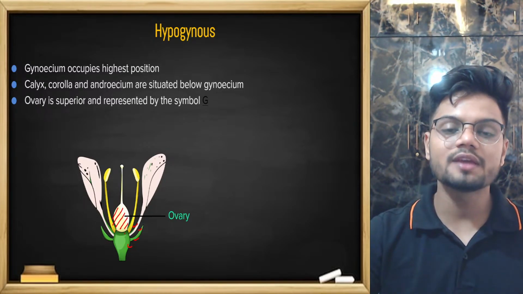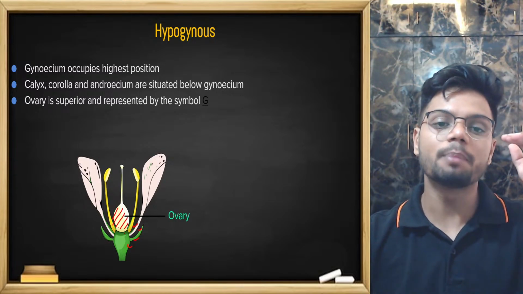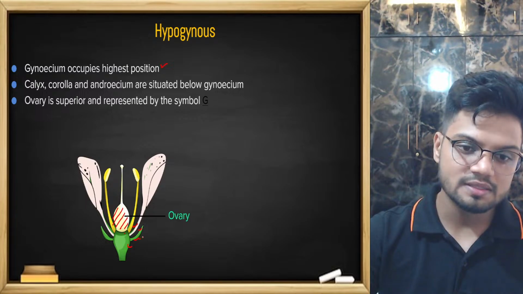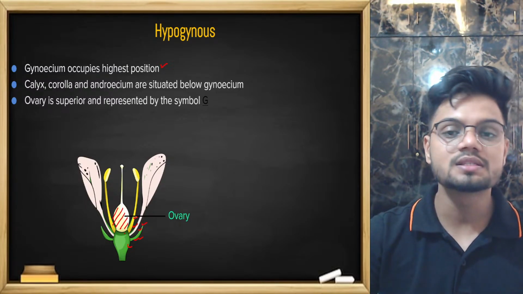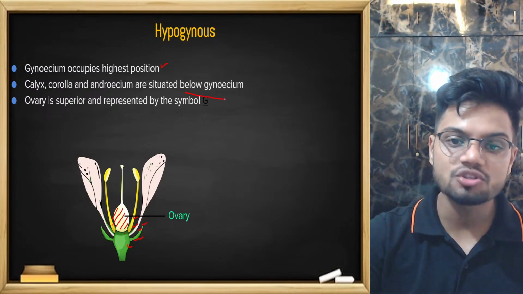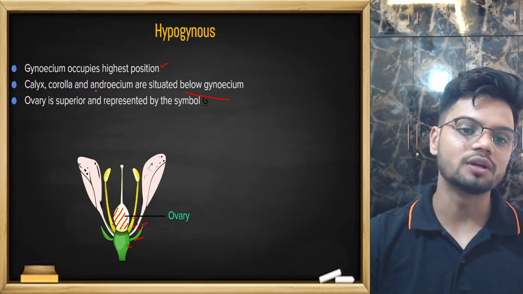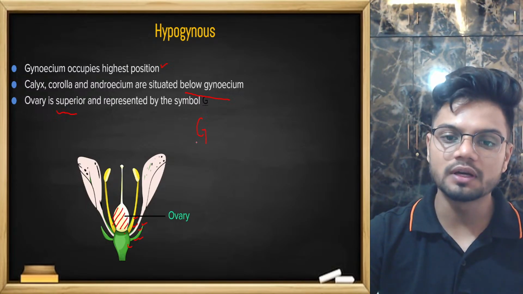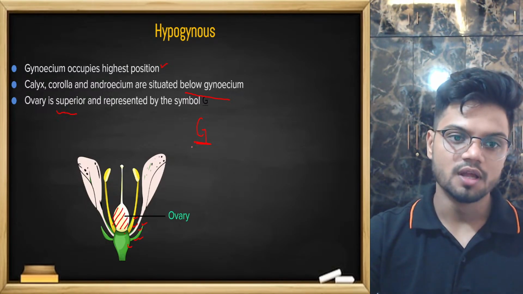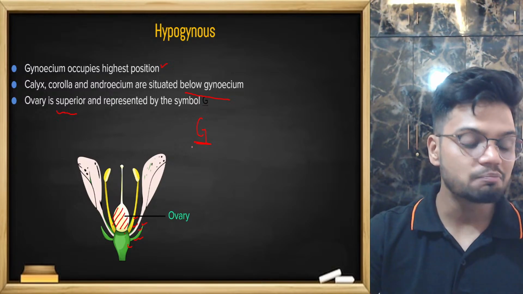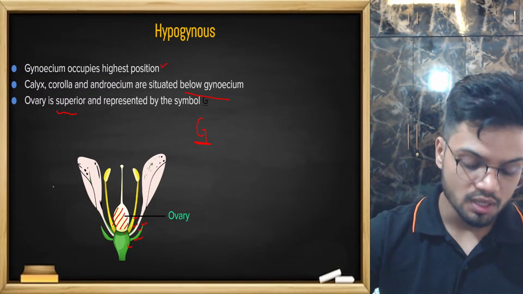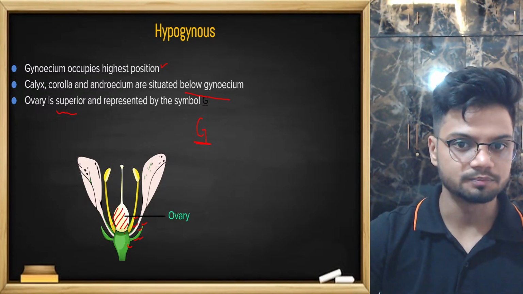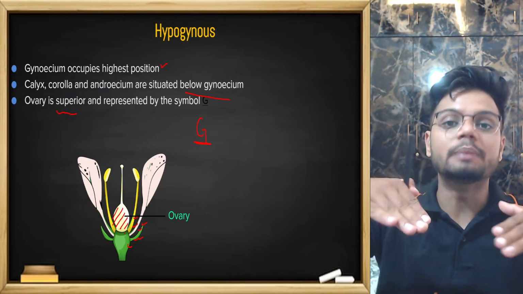So when the ovary is on top of the world, it is occupying the highest position. And all the other floral appendages, be it sepals, corolla, and the stamens, everything is below the gynoecium. Such an ovary is called a superior ovary. See, the gynoecium is on top of the world, everything below it. Such a condition is called the hypogynous condition, where the ovary is superior and all the floral appendages come from below it.